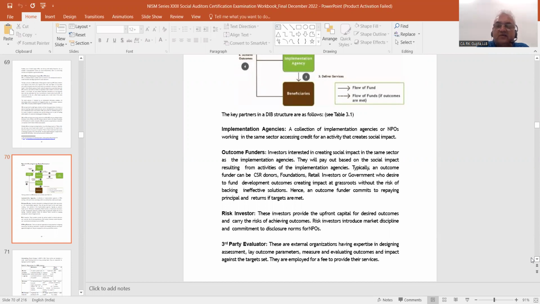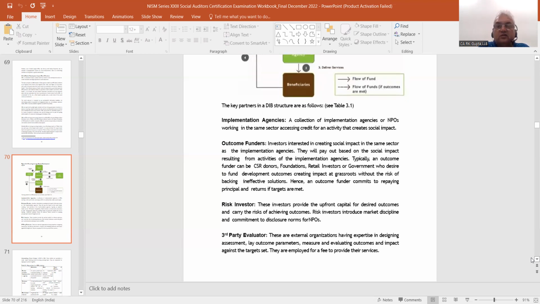Then the third party evaluator. These are external organizations having expertise in designing, assessment, laying out outcome parameters, measuring and evaluating outcomes and impact against the target set. As is the concept of, say, valuers, a similar concept of third party evaluator will be there here. They are employed for a fee to provide their services. You pay them the fees and they will say whether the desired impact was created or not.